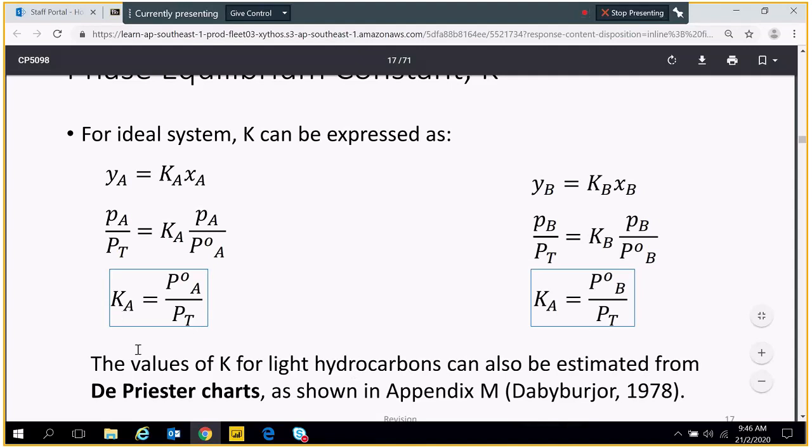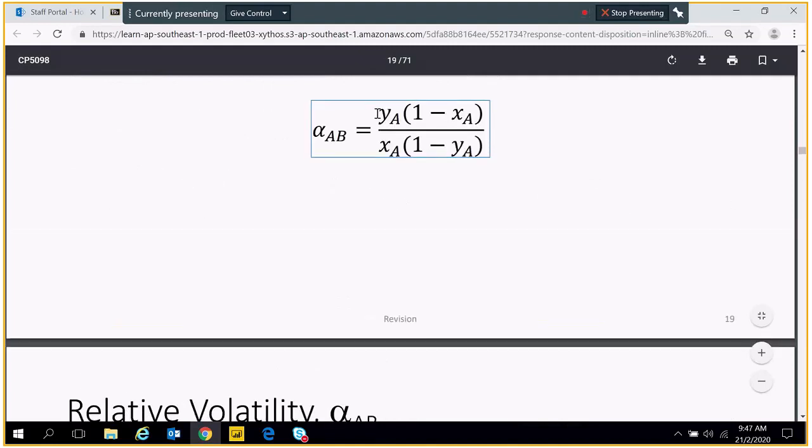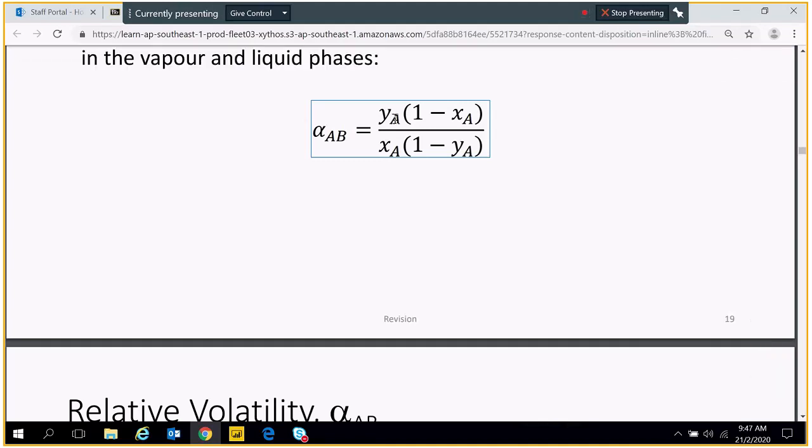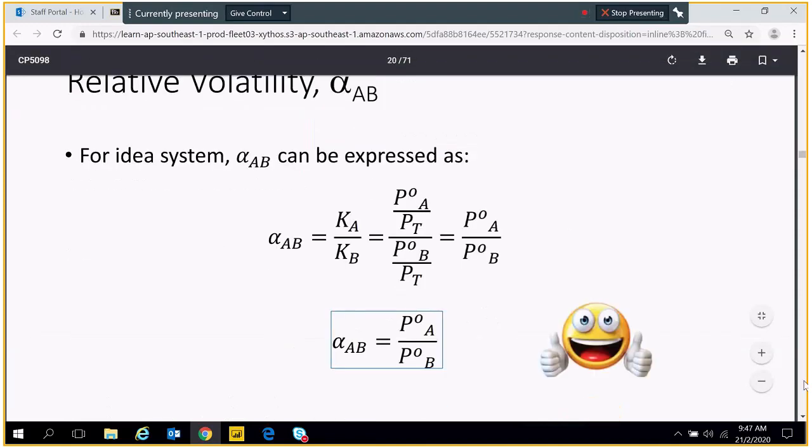How do you obtain the K value? There's an exercise, you have to use the Antoine equation. This one you just need to memorize. This is in terms of mole fraction. X is for liquid, Y is for the vapor. A is for component A. We're using a binary system, so the two components A and B.